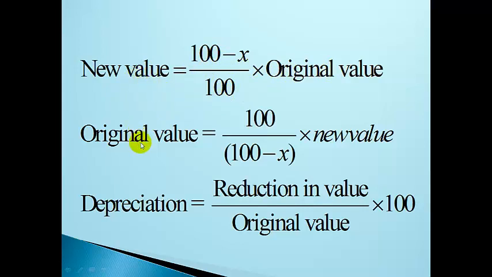If you want the original value, you divide 100 by 100 minus X, where X is the percentage depreciation, times the new value. If you want the depreciation itself, it's equal to the reduction in value divided by the original value times 100.